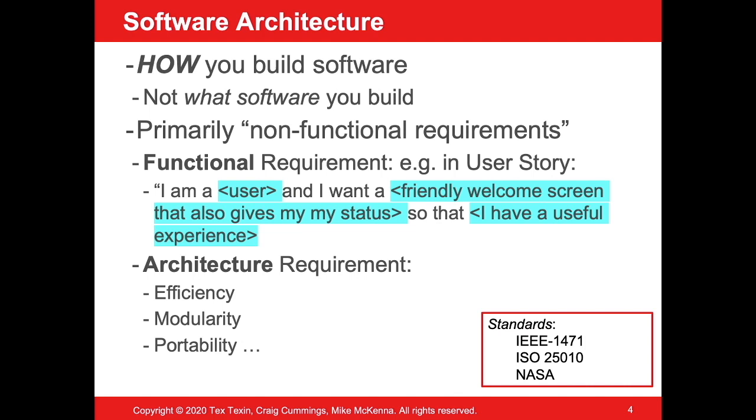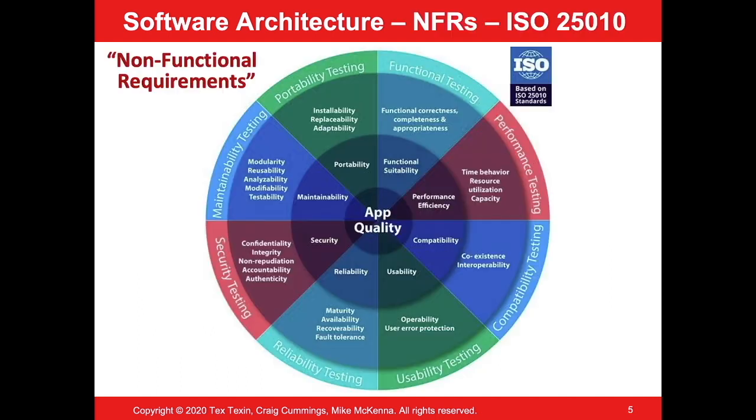So software architecture is not what software you build, but how you build the software. A functional requirement is like a user story. I'm a user, I want a friendly welcome screen that also gives me my status so I have a useful experience. Architecture requirements deal with things like efficiency, modularity, portability.